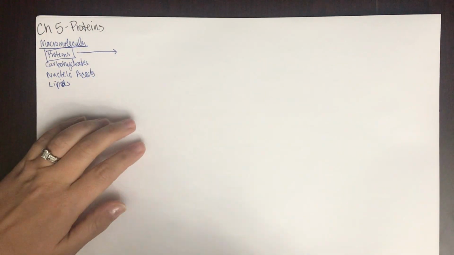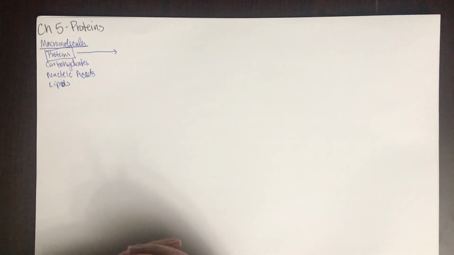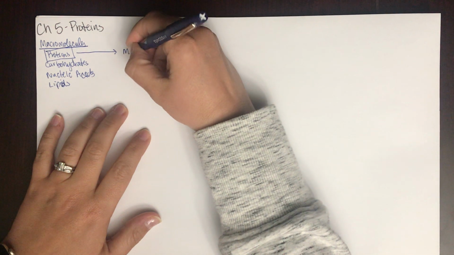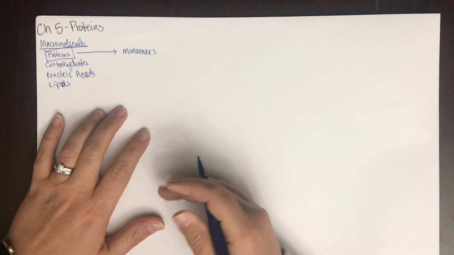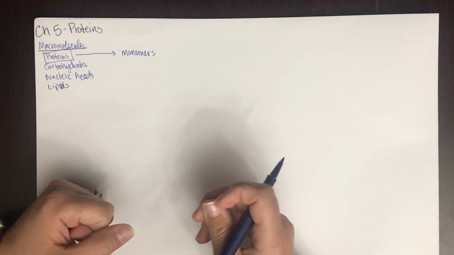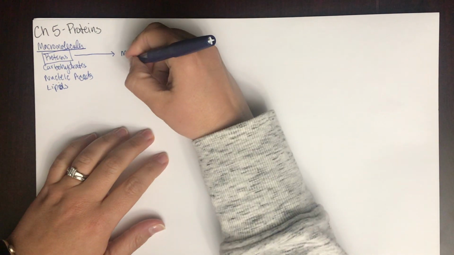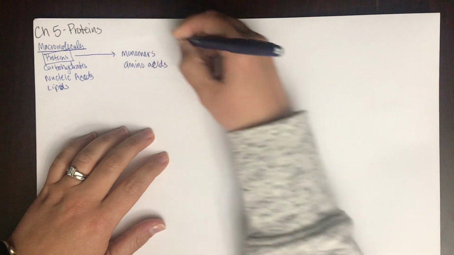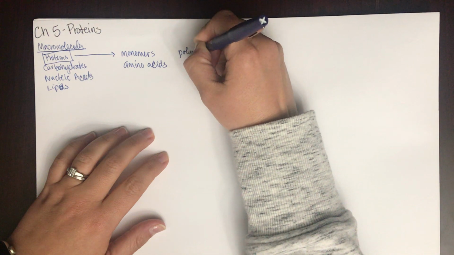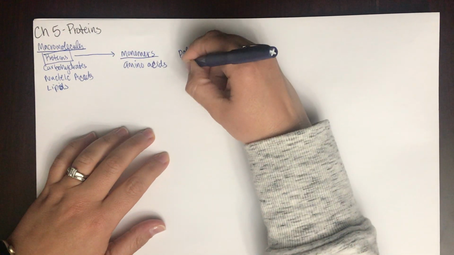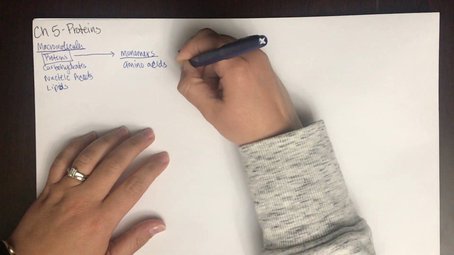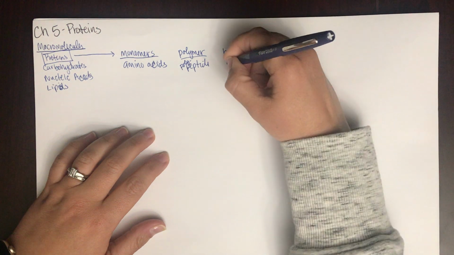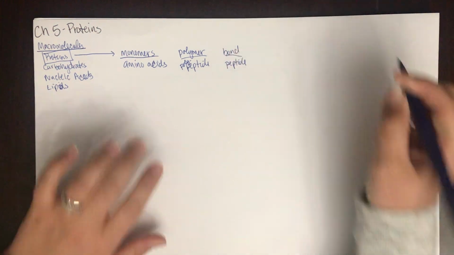So we said when we filled out that chart earlier that proteins are made up of monomers. You can think of a monomer like an individual subunit. So they're made up of monomers called amino acids. The polymer is called a polypeptide. And then the type of bond that holds them together is called a peptide bond or a peptide linkage.